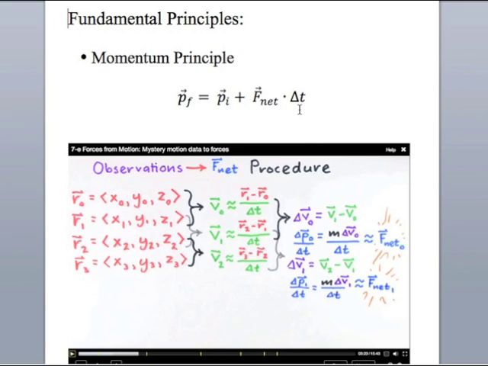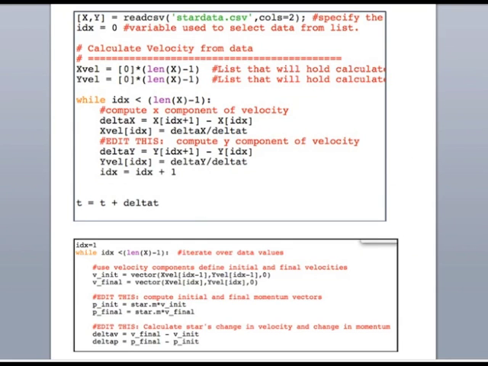Using those positions, we can calculate the velocity of the star between each two positions. And using those velocities, we can calculate the change in velocity, or the change in momentum, which is how we find the net force, as shown by the illustration from our lecture videos. And reiterating all of these values gives us the ever-changing net force that we want to visualize. Now let's look at our code.